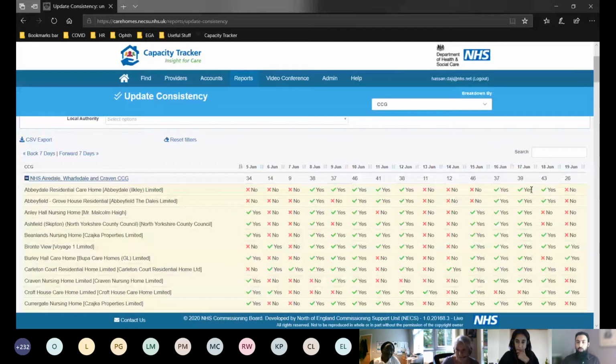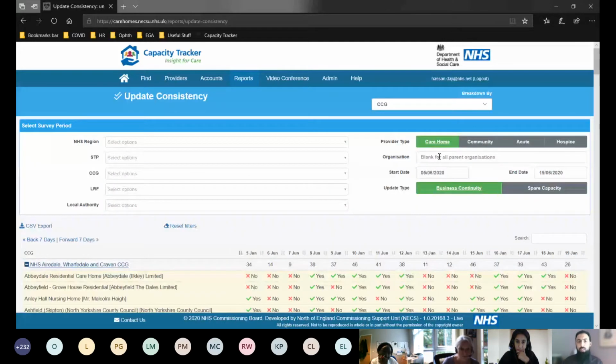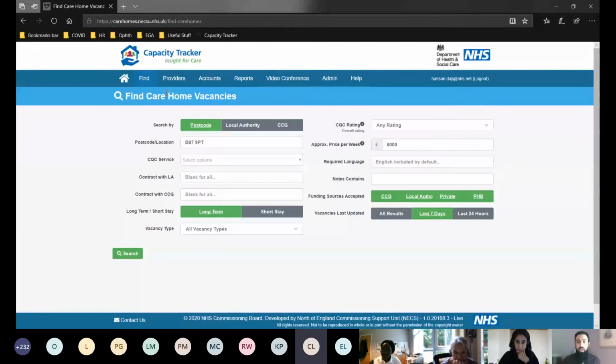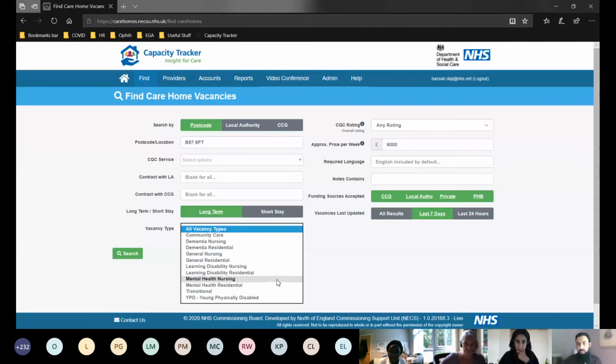The one thing that is going to be a real help going forward is that trusts and social care providers will be looking for care home vacancies as we start up the NHS again, and patients who have been admitted to hospital now need to be discharged. This is a screen that they use. They input a postcode, they look for the type of care home that they want, whether that's long-term or short stay, and the type of bed they need.